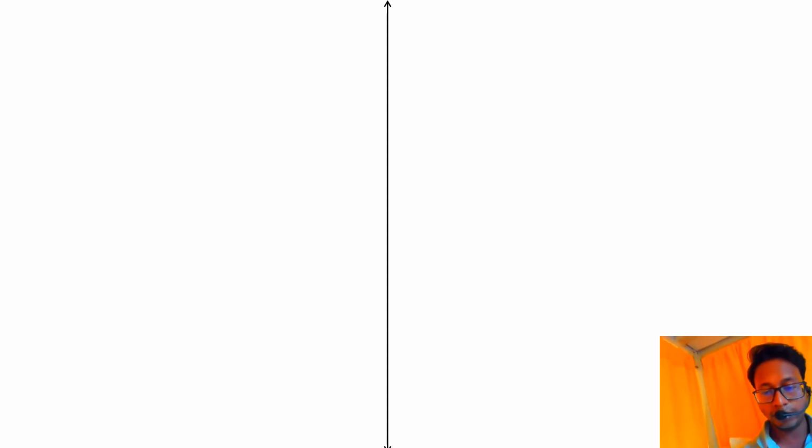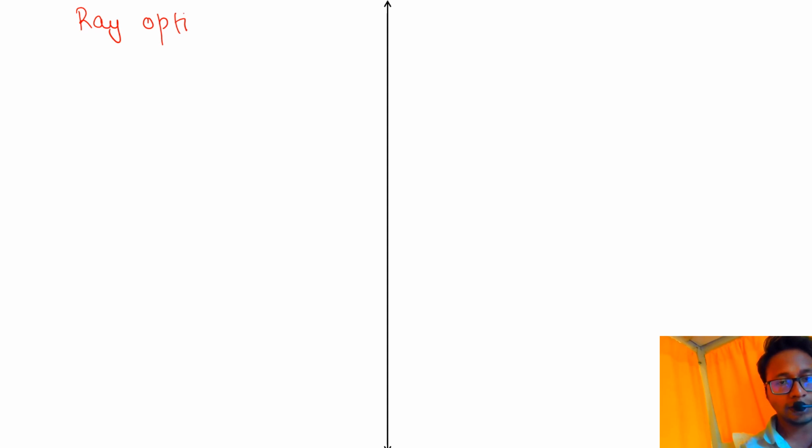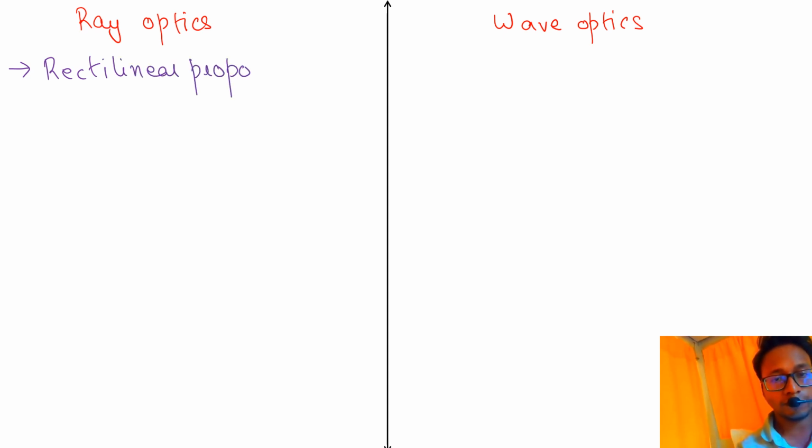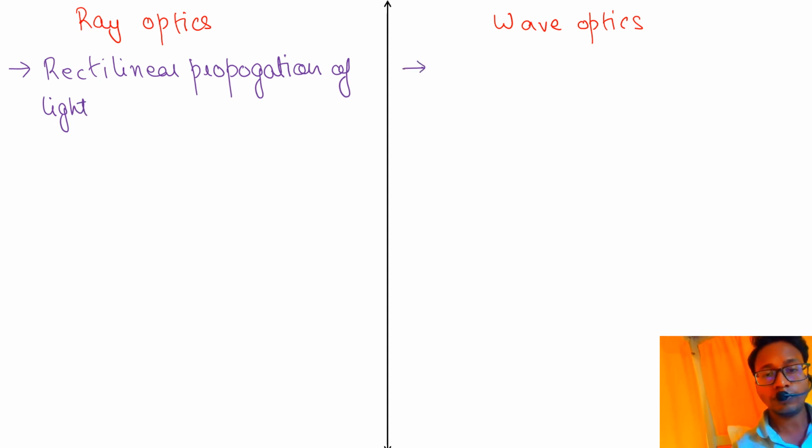Now what you're going to study is the little bit of difference between ray optics and wave optics. Okay, ray optics and wave optics. What is ray optics? Ray optics is nothing but rectilinear propagation of light, or straight line motion of light. And what is wave optics? The study of the same light, but using wave theory.